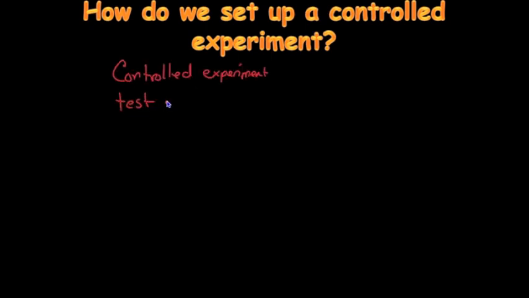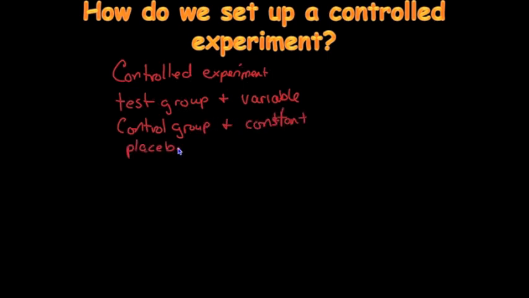Key terms to understand today are controlled experiment, test group, variable, control group, constant, and placebo. That's all for today.